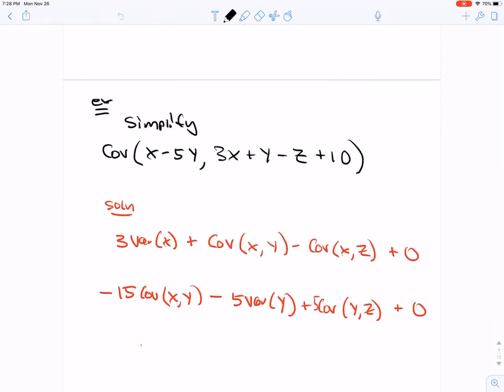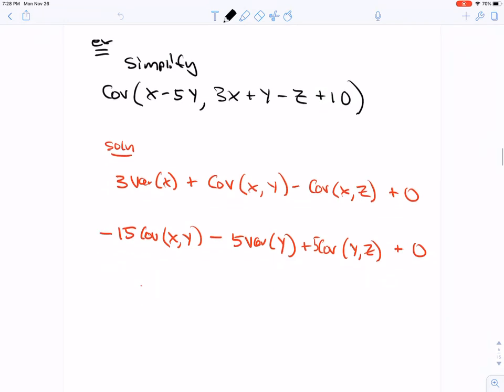Then I asked you to practice your bilinearity skills and simplify this covariance, and you did that beautifully.